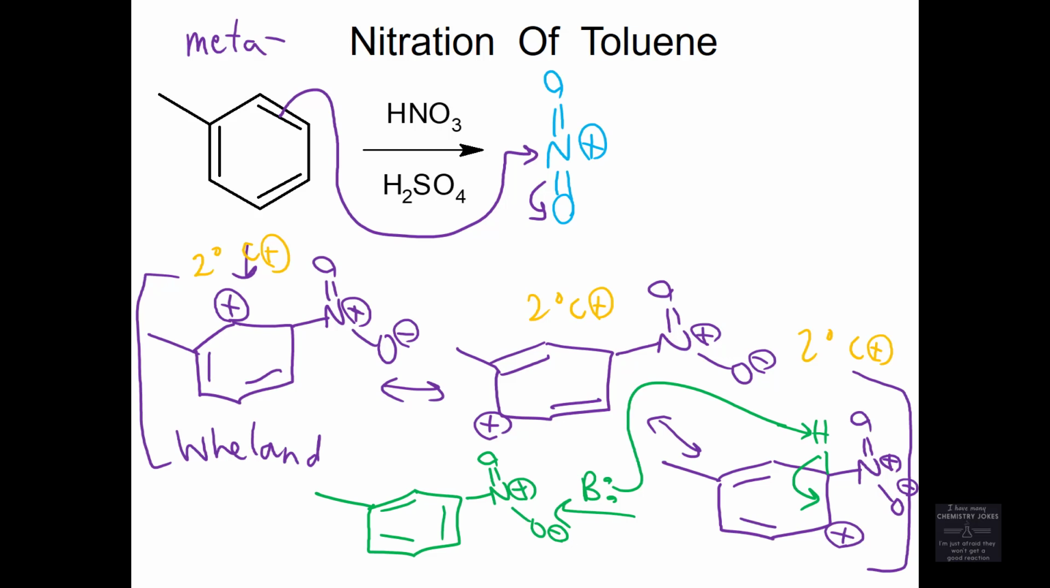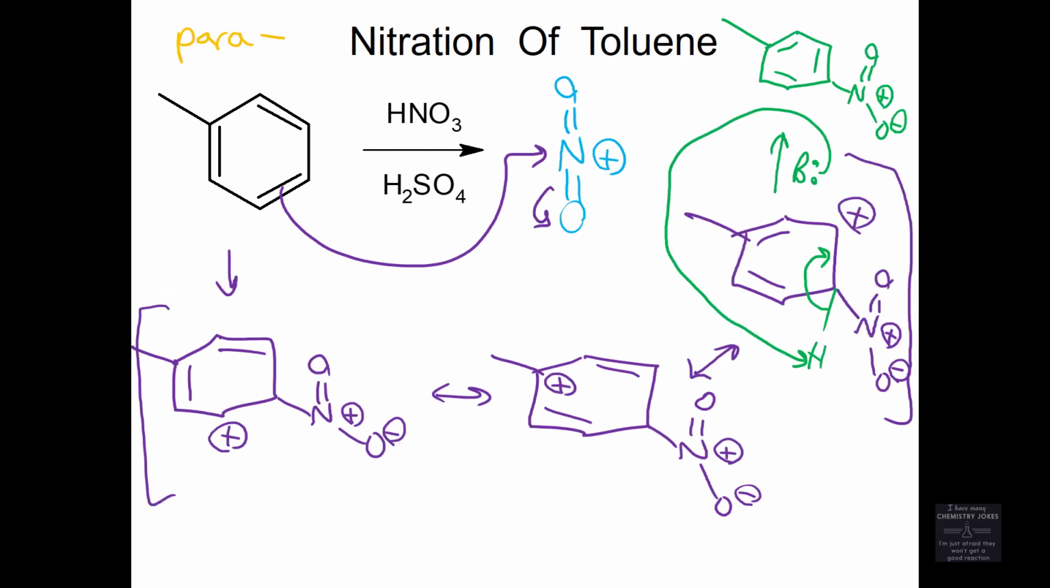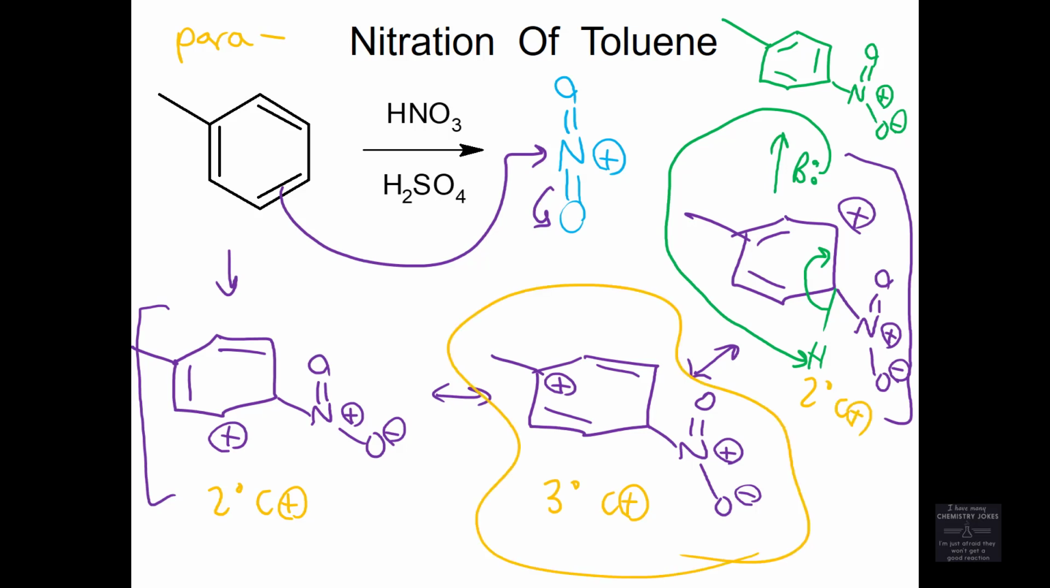We're going to pretend that 3% doesn't exist. We're never going to predict that this reaction should make meta, actually. Okay, on to the para. This one's a secondary carbocation. This one's a tertiary carbocation. And this one's a secondary carbocation. This one is the bestest. That one contributes most to the hybrid. That one is the winner, winner, chicken dinner.